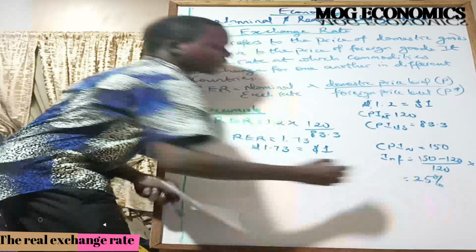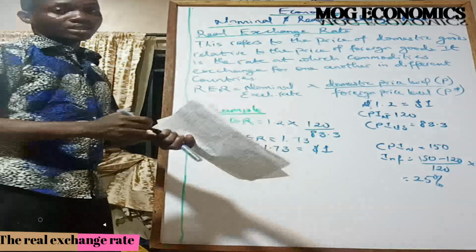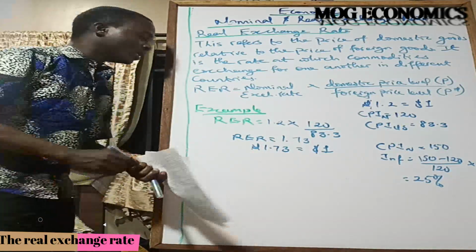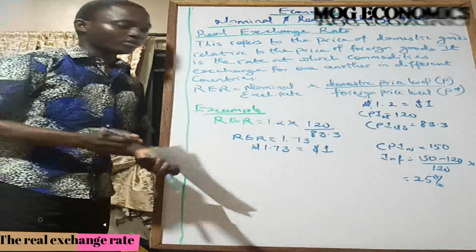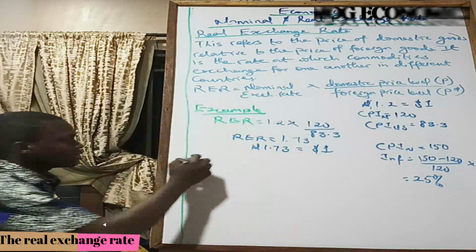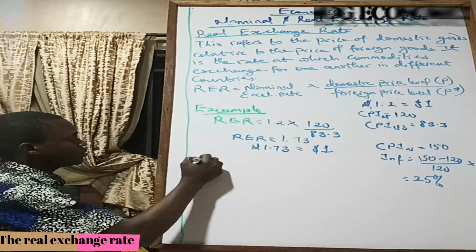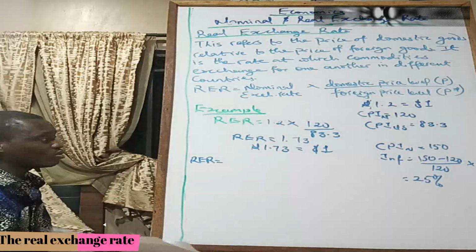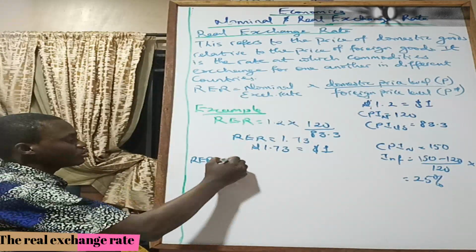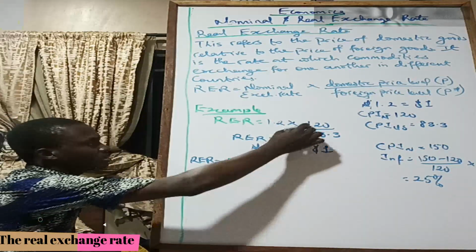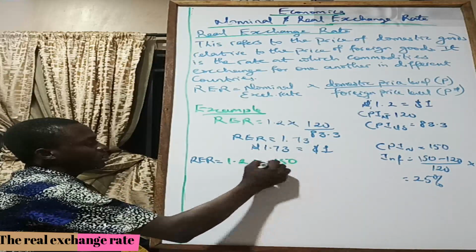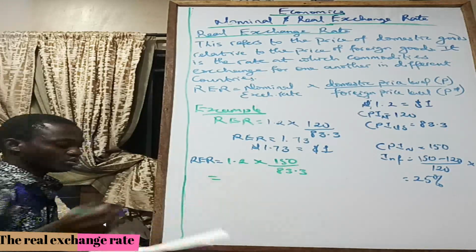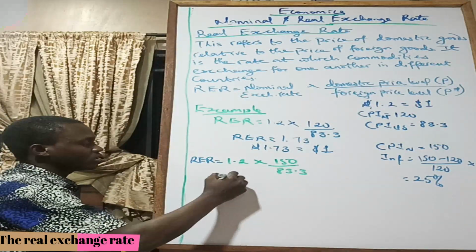Let's say it was year-on-year inflation. So between last year and this year, Nigeria's economy is experiencing a 25% inflation rate. Now, how does that affect the real exchange rate? The real exchange rate, RER, is now going to be the nominal exchange rate, which is still 1.2, multiplied by, instead of 120 now, 150 divided by 83.3. When we sort this out, we get 2.16.